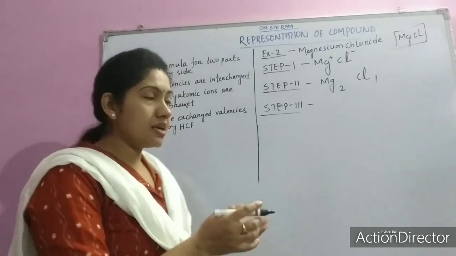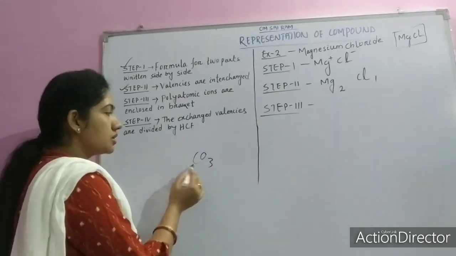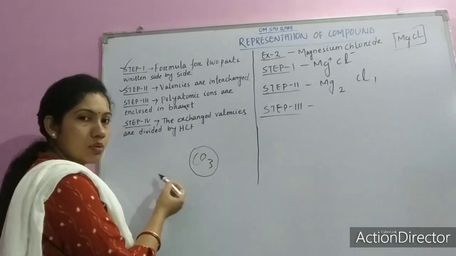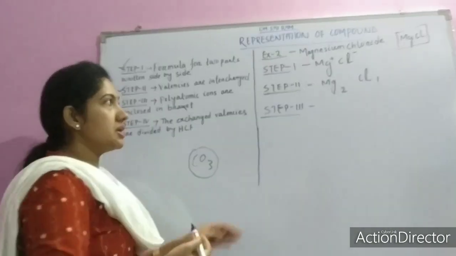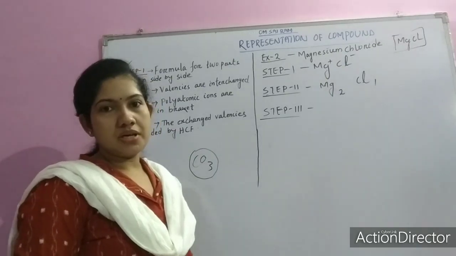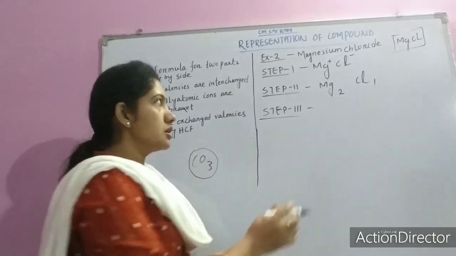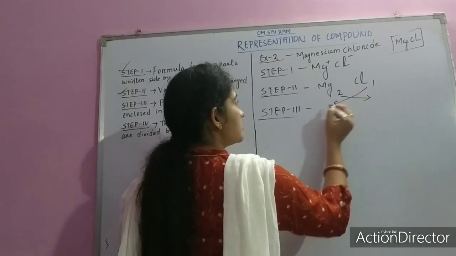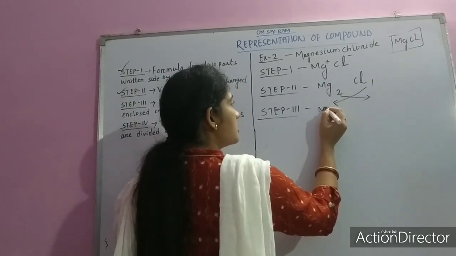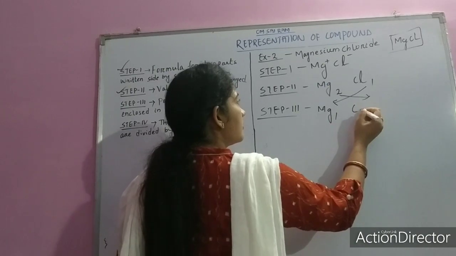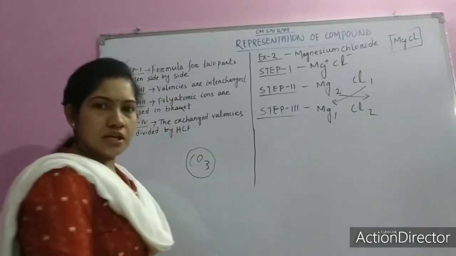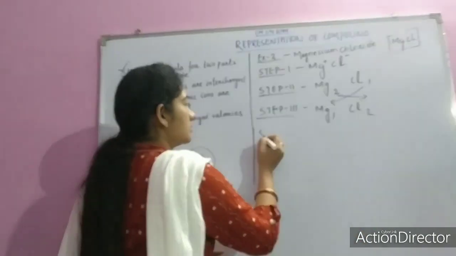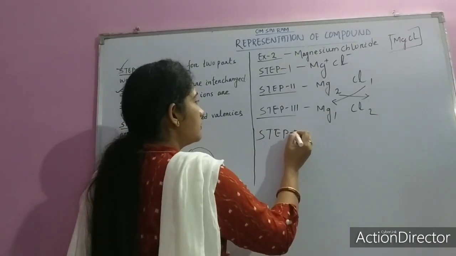In the earlier classes we discussed CO3. It is a polyatomic ion, which is a combination of carbon and oxygen. But here we do not have any polyatomic ion, so we need not enclose it in bracket. So simply, what will we do? We will interchange the valency. After interchanging the valency, what can we write? Mg1 and Cl2.